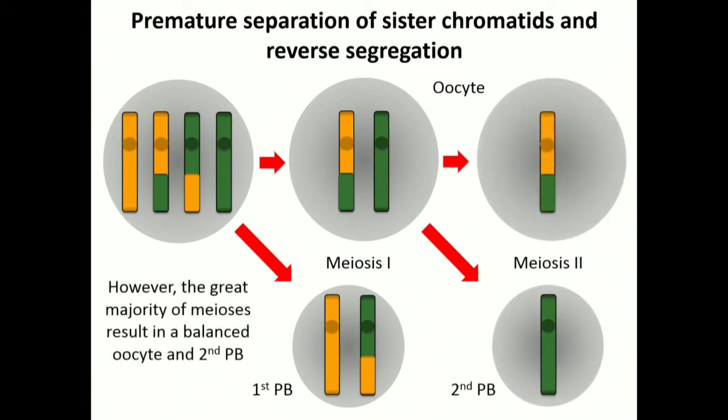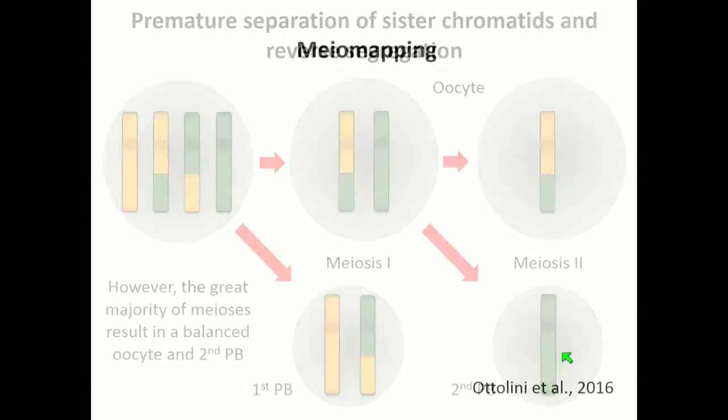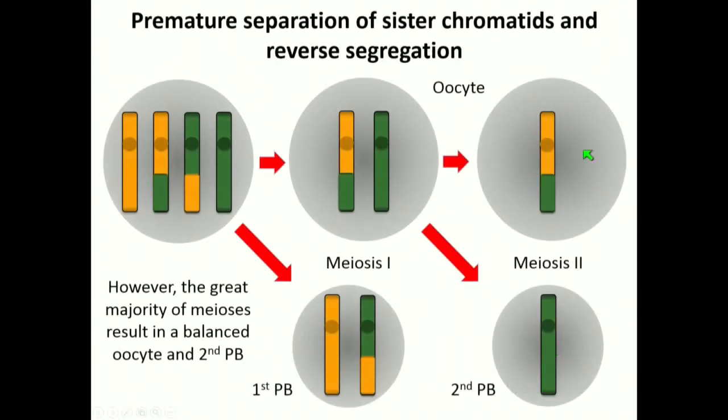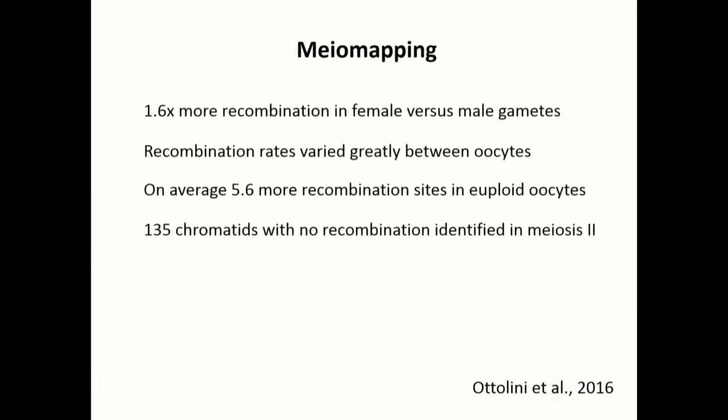What they also saw was that when you've got the egg and the second polar body, more often than expected, if one of them has failed to recombine, that one tends to get pushed to the polar body. So there seems to be a preference for retaining recombined chromosomes in the egg itself, which is kind of an interesting observation.